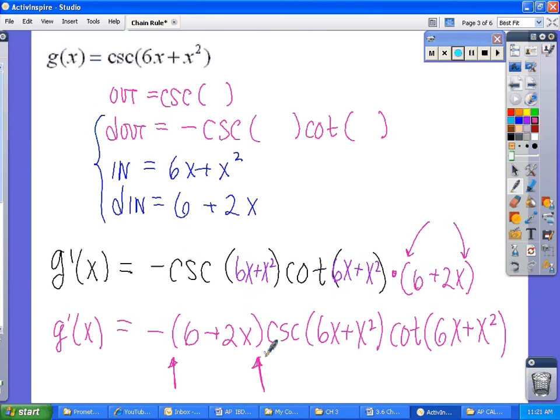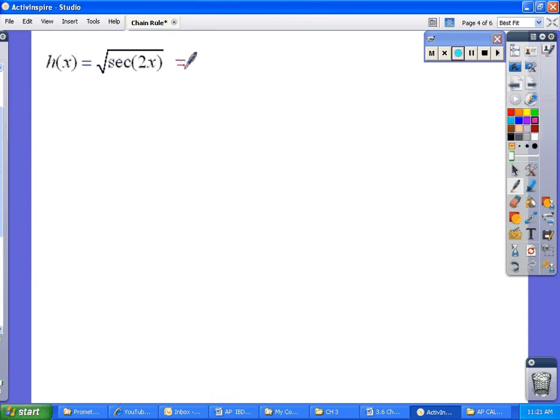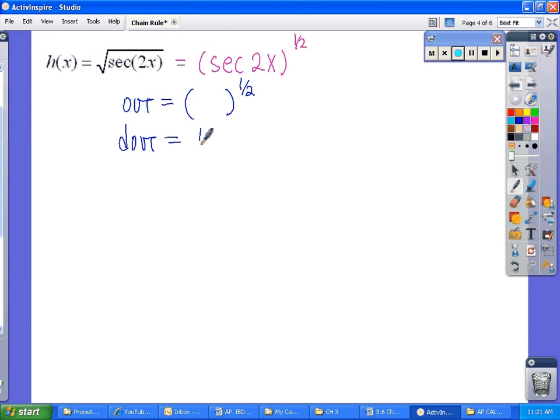Next problem. I would rewrite this problem. When you see a square root, if you want to use the power rule, you want to make sure you see that it's a power. So the easiest thing to do is rewrite it with a power. That way you can see here's your outside function: you're taking something to the 1/2 power. So the derivative of the outside: multiply by the power in front, and then take the power down by 1. So that's negative 1/2. Your inside function is secant of 2x. The derivative of the inside is another chain rule.